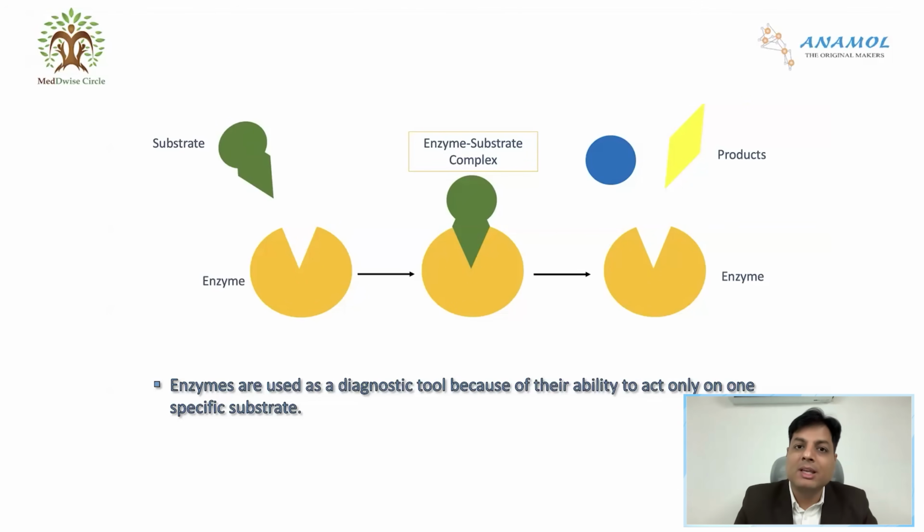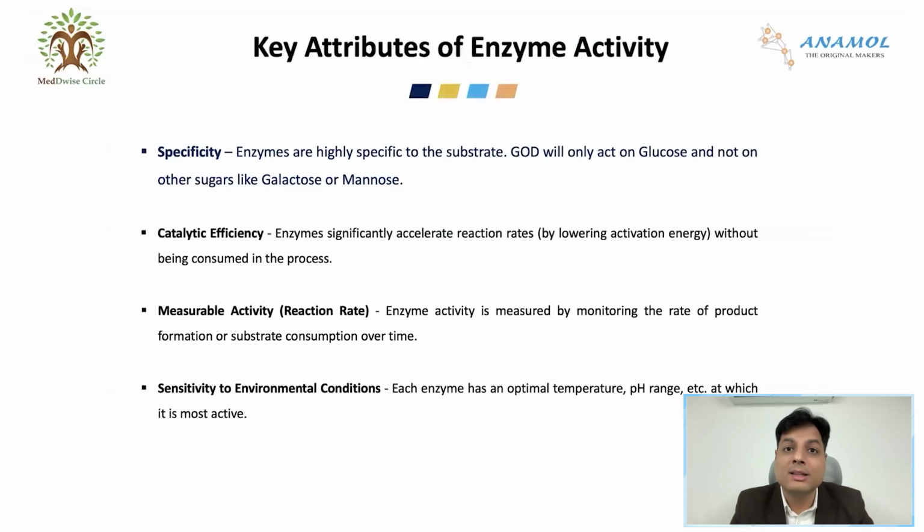With this understanding, we also came to understand what are the attributes of enzyme activity. We have seen that it is important to measure the activity of enzyme rather than the quantity of enzyme. Now, activity of enzyme is dependent on certain attributes. For example, enzyme activity is always specific to one particular substrate, which means that glucose oxidase enzyme will only act on glucose substrate and it will not act on any other sugar. This is the reason why a lot of enzymes are also added in the biochemical formulations.